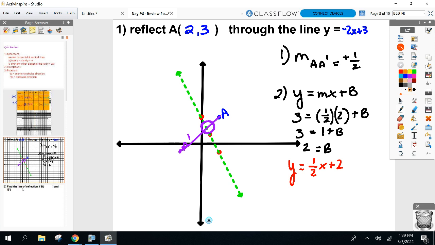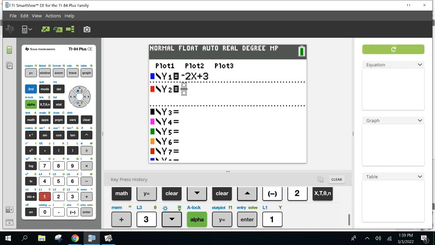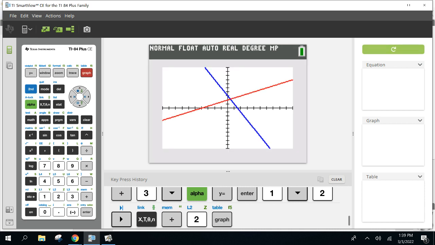And I can do the skip, bounce method, whatever you call it. So let's go back to your calculators. 1/2 x plus 2 into y2. Take a look at the graphs. Boom, boom.